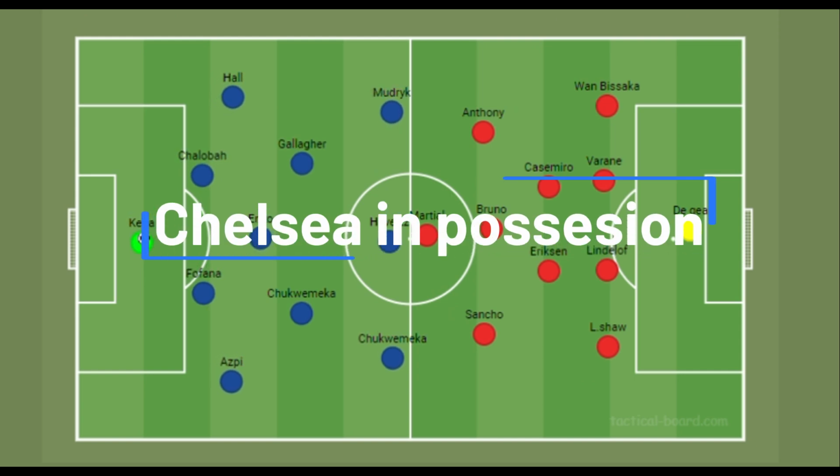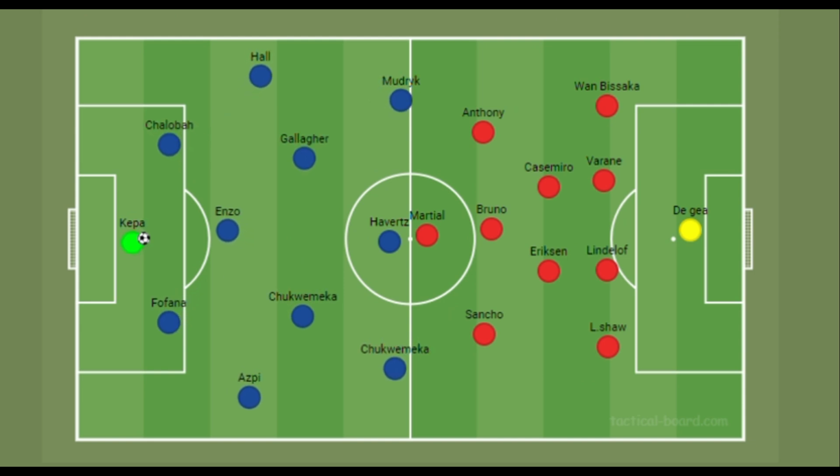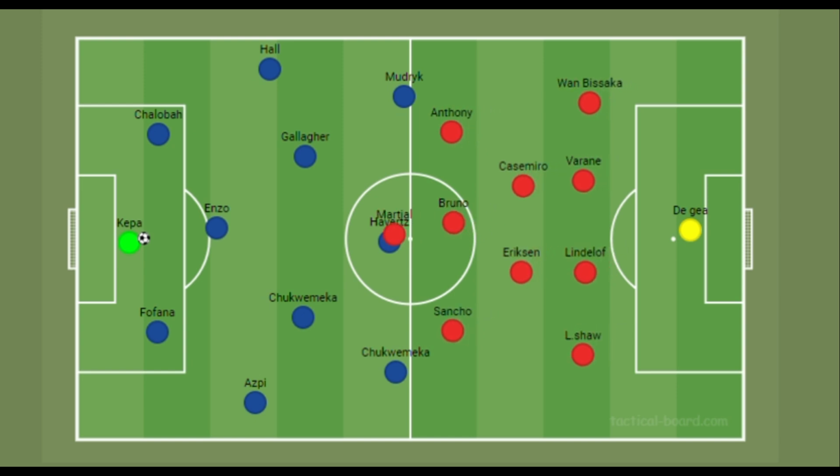Let's look at Chelsea in possession. So Chelsea dominated possession in this game, and they like to play by building from the back. This involved dropping both of their centre backs in the box.